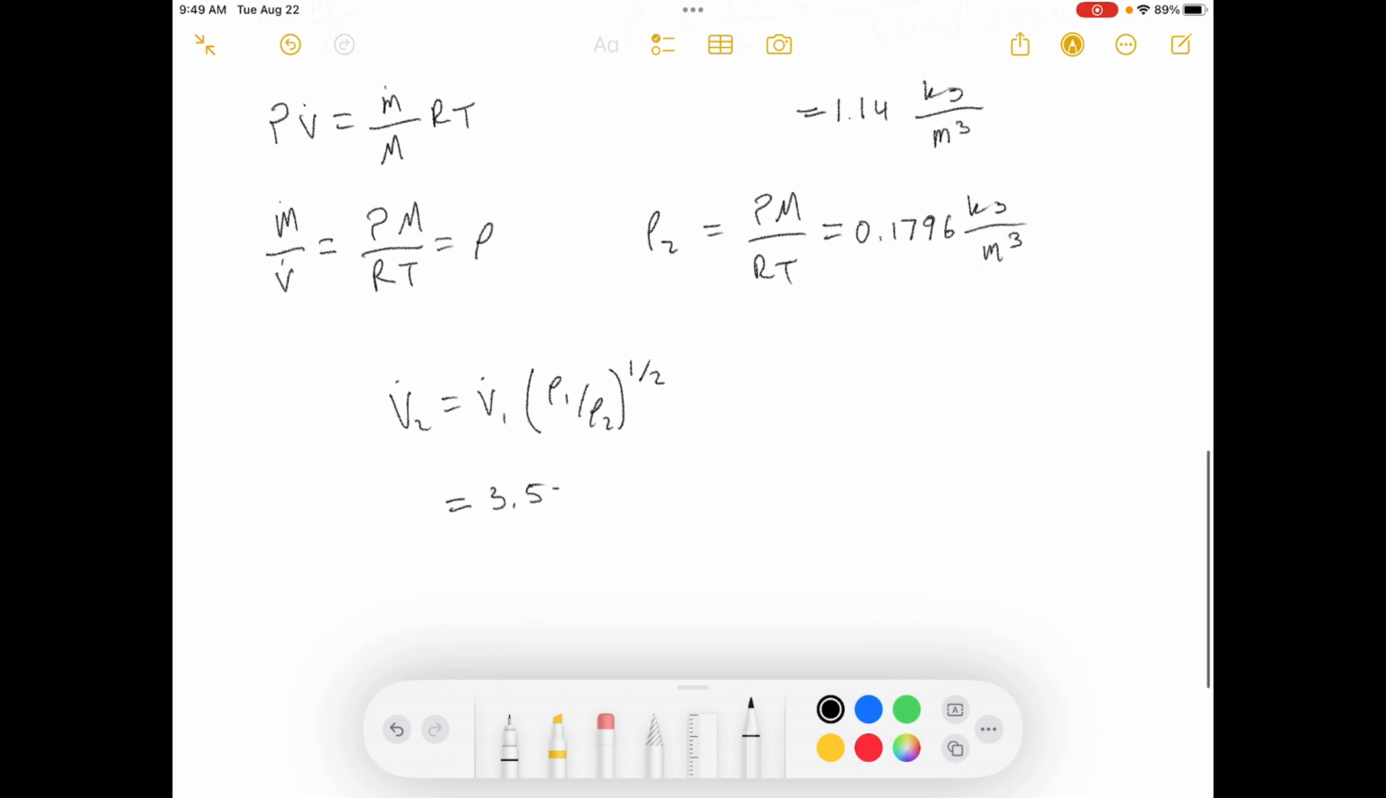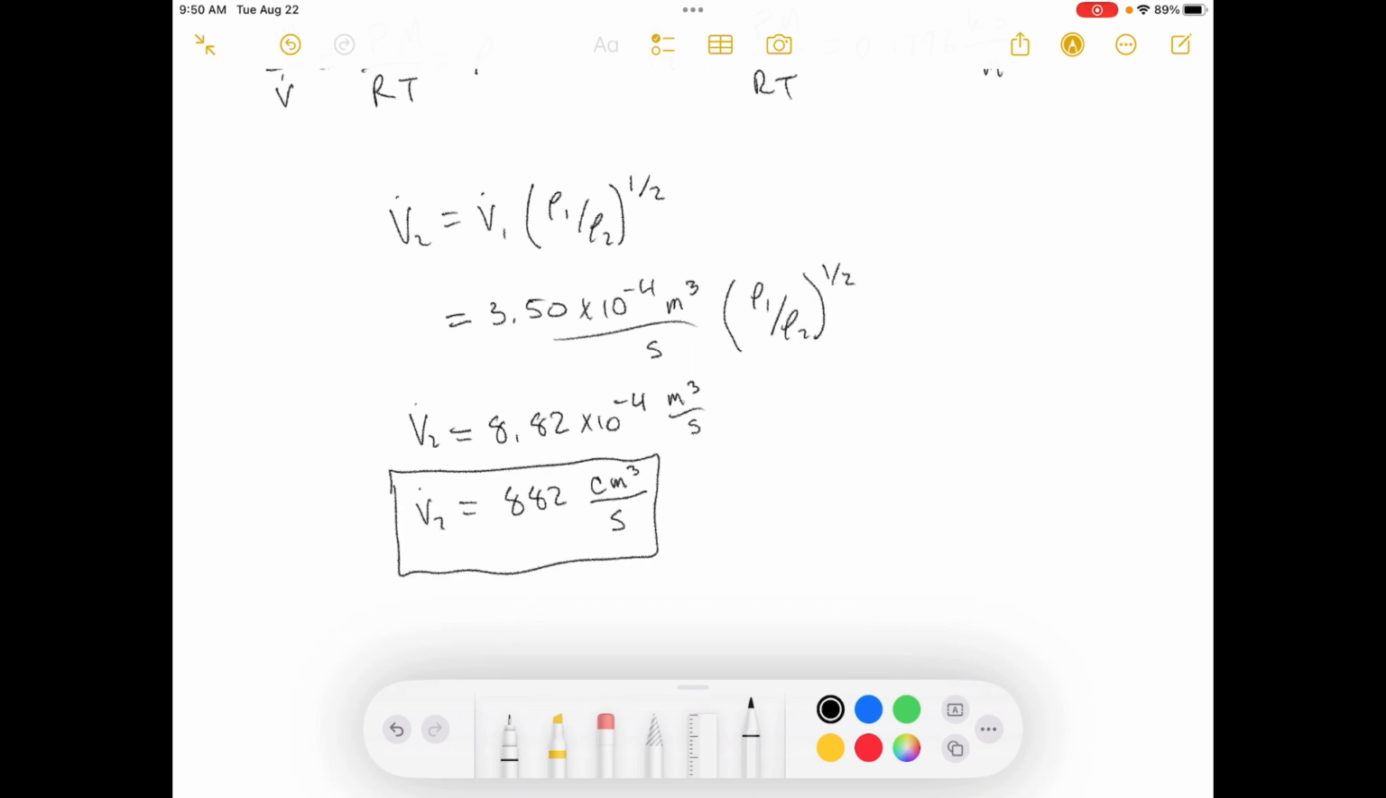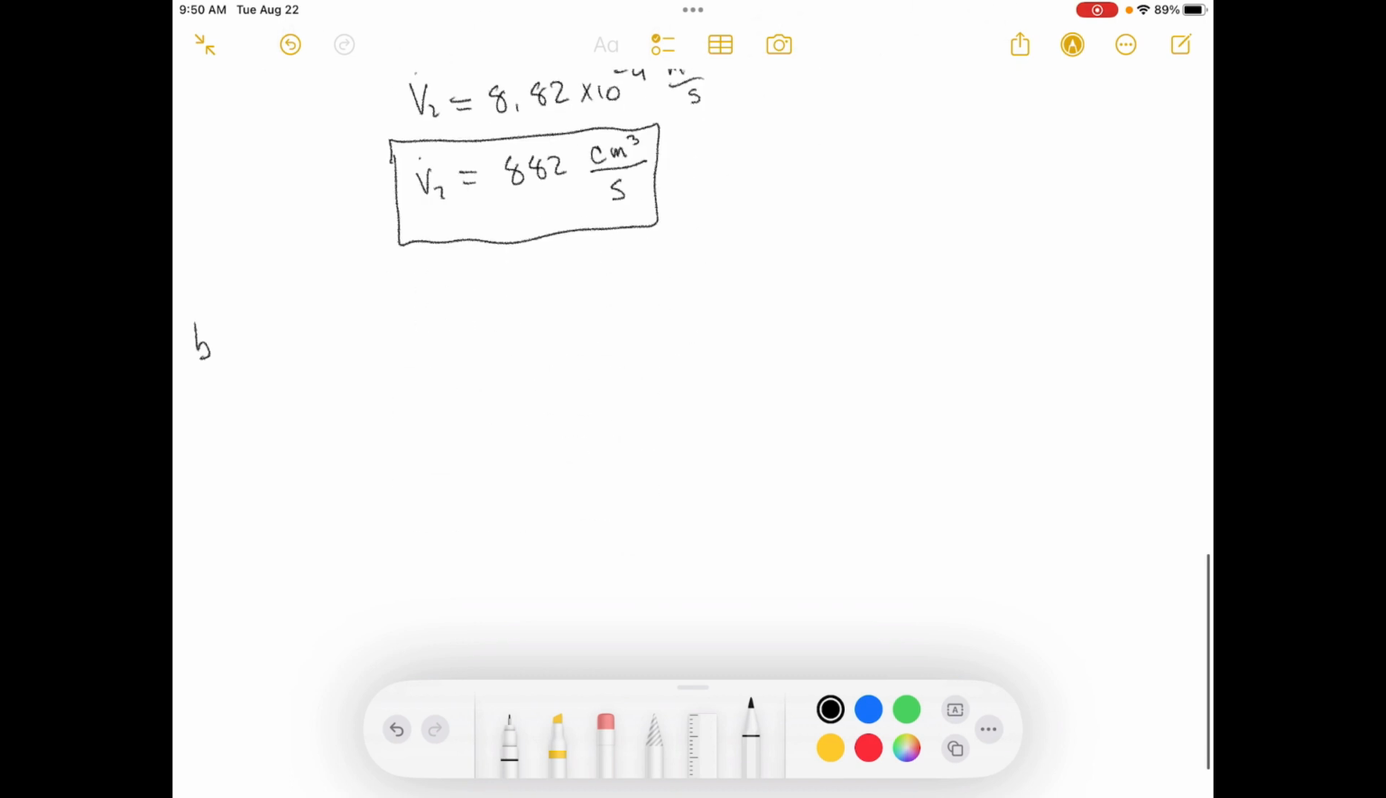Okay, so now that we have our two densities, we can use our equation that they gave to us, and we calculate that we've got a certain number of meters cubed per second times the density ratio. That's V1 that I wrote down there, and then we'll calculate, because those densities are in a ratio, their units cancel out, and we get the same units that we started off with, meters cubed per second. So then we need to convert those into centimeters cubed per second, just so that matches what V1 was given in. Okay, so we've calculated what V2 is based on that.